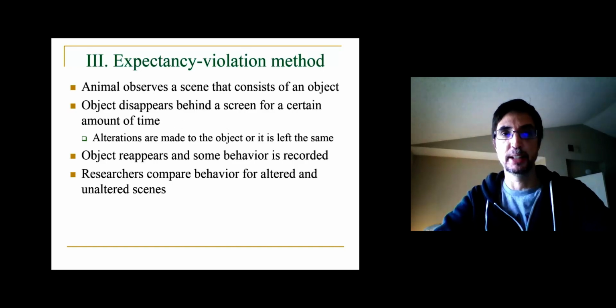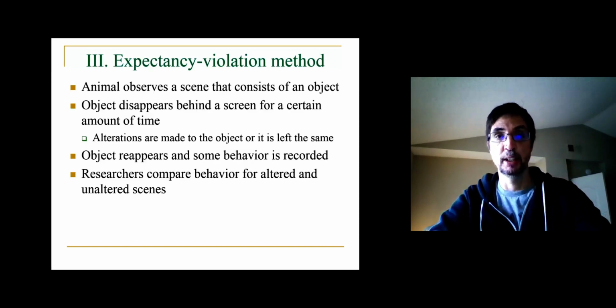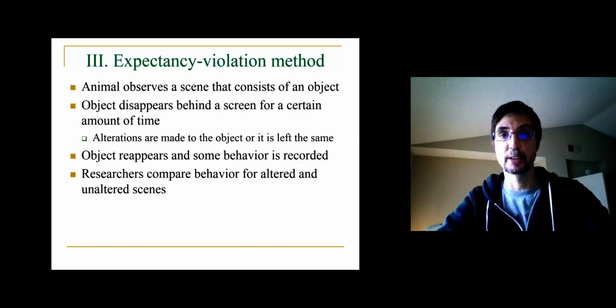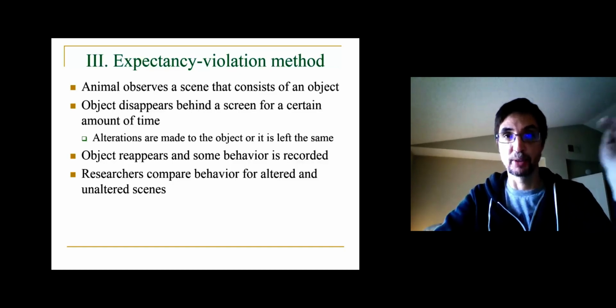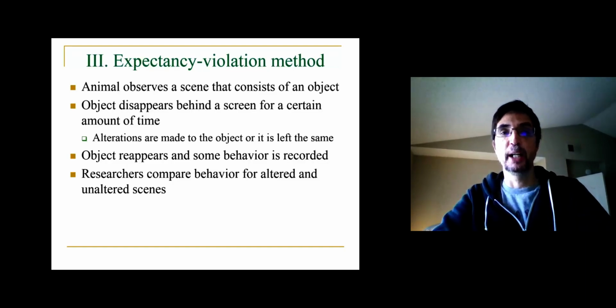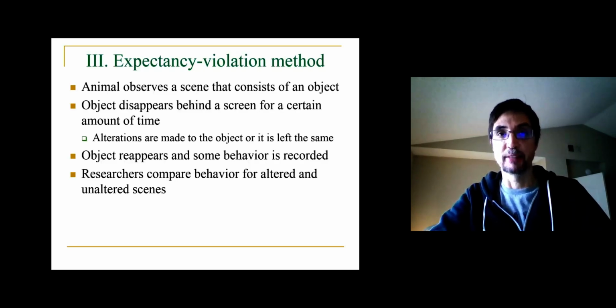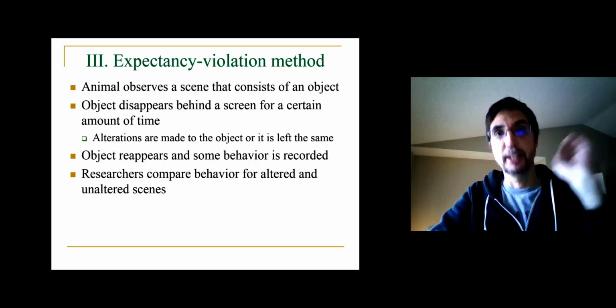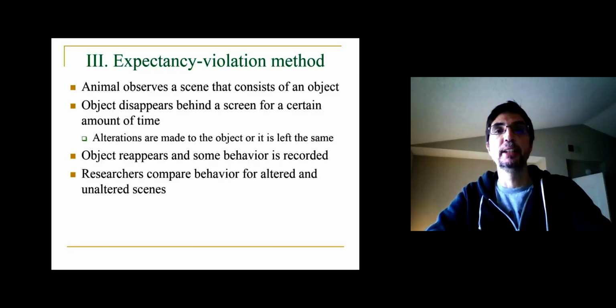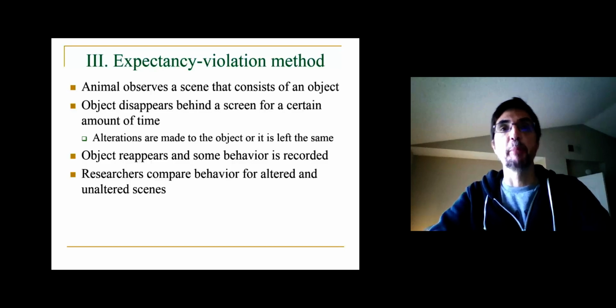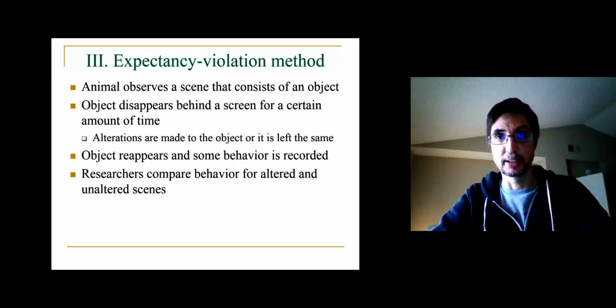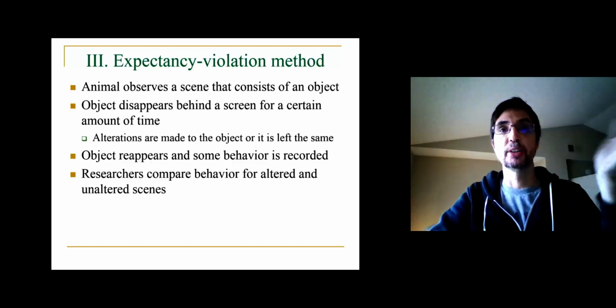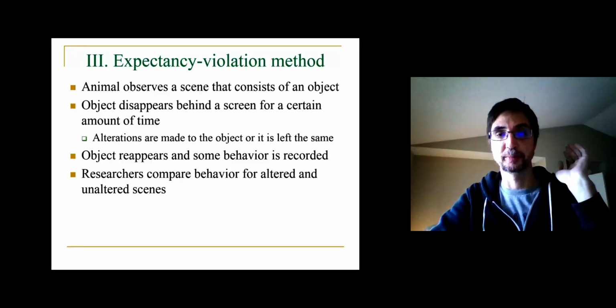The way that it works is that an animal observes a scene, and the scene consists of a particular object. And after a certain amount of time, the object disappears behind a screen, and it disappears for a certain amount of time. And then while it disappears, an alteration is made to the object, or it is left the same. Right? And then the object reappears, and the experimenters measure some behavior on the part of the animal. And in particular, what they're interested in doing is comparing behavior for the altered and the unaltered conditions.